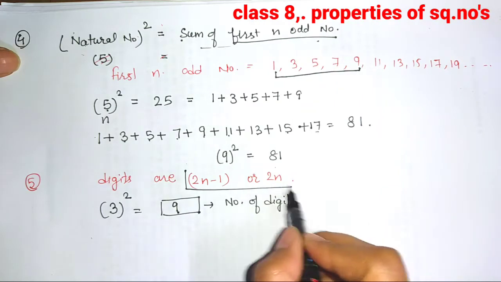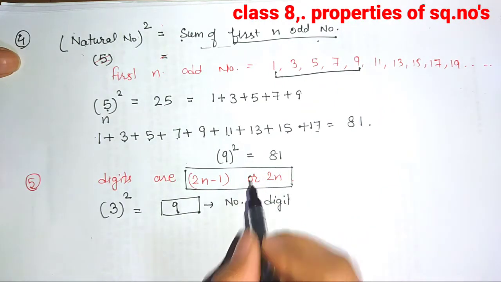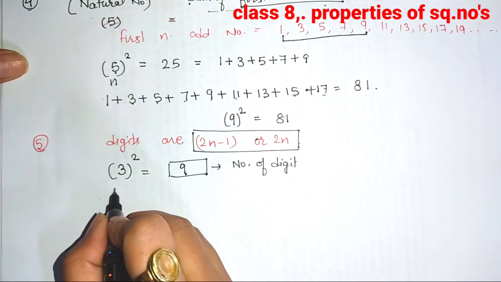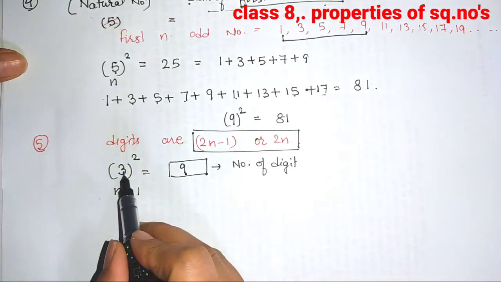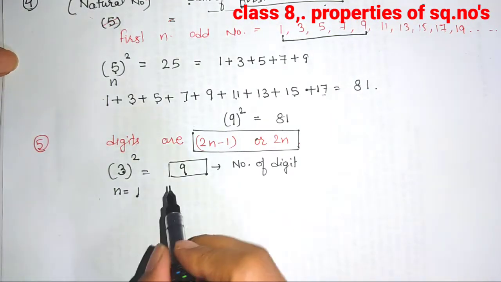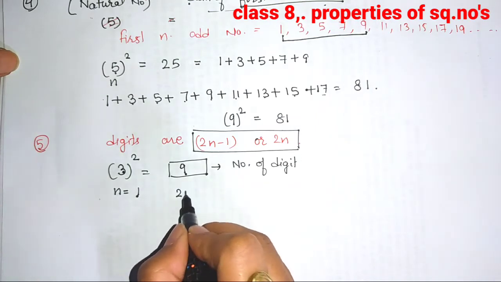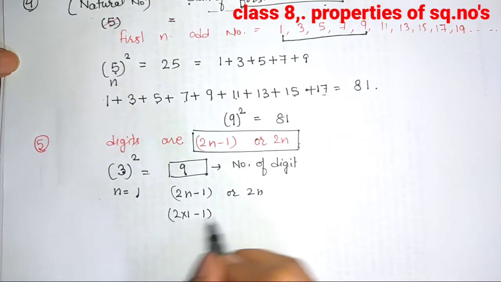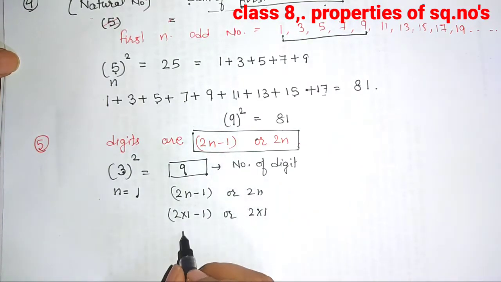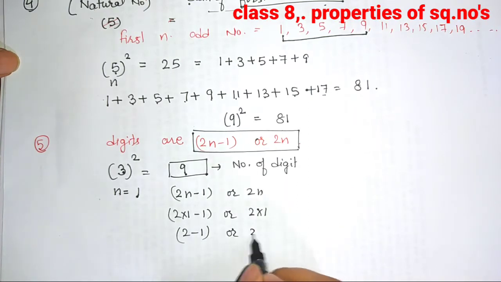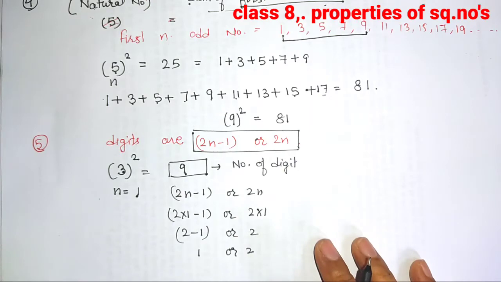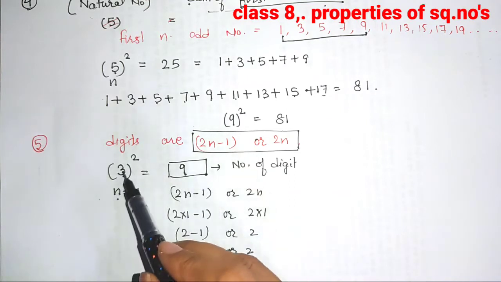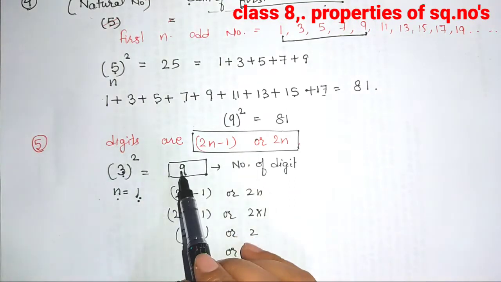By this formula you will get it, and you must remember there is an OR. Now I will explain why I have put the OR there. Take 3 squared. Your n is 1, because 3 has only one digit. Put that in the formula: 2n minus 1 or 2n, so 2 into 1 minus 1 or 2 into 1, which is 2 minus 1 or 2, means 1 or 2. Here n means the number of digits. In our number the digit count is 1, and when you square 3 you get 9.